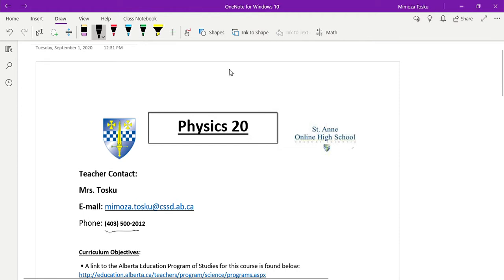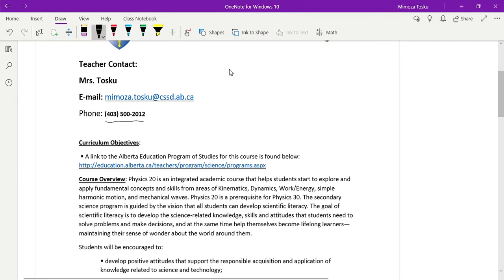But also you can dial the phone number, which is the phone number of St. Anne's Academic Center, and it is 403-500-2012. Now, the curriculum objective, you can find the link of the curriculum under the Alberta Education Program of Study website, and then you will be able to see there all the outcomes of the Physics 20, which will be explained to details through the course of this quarter.